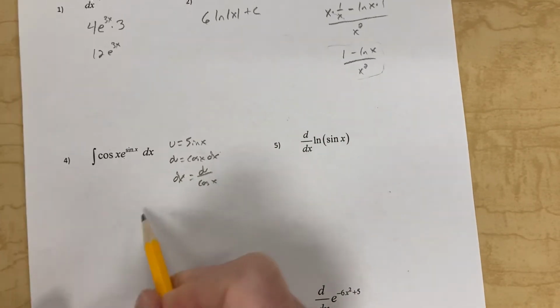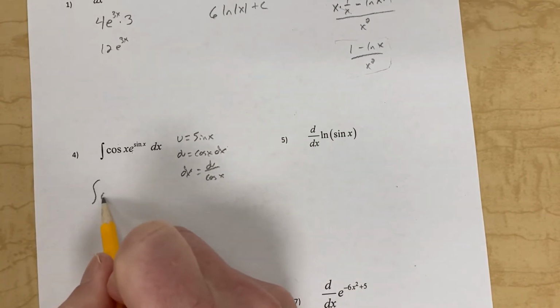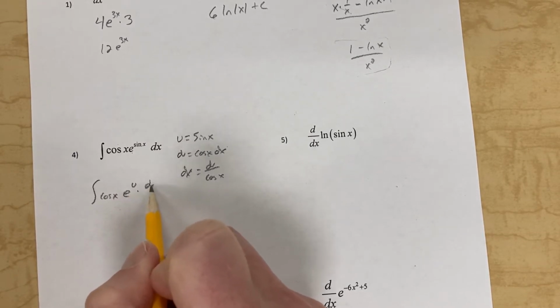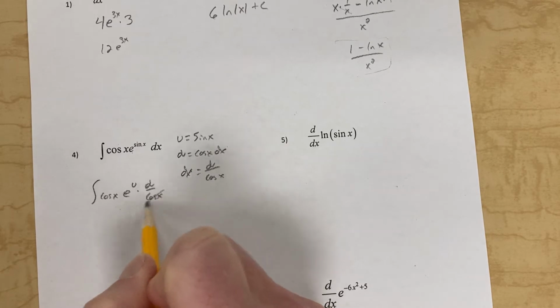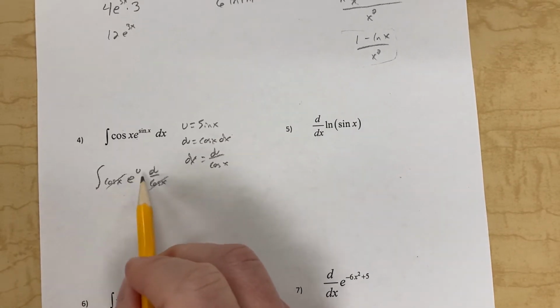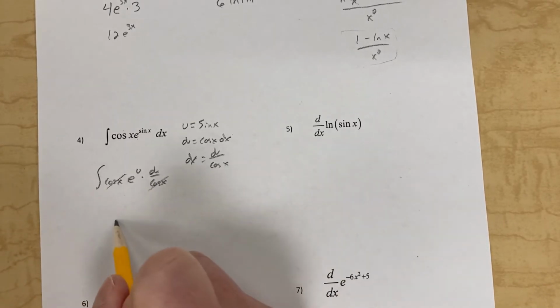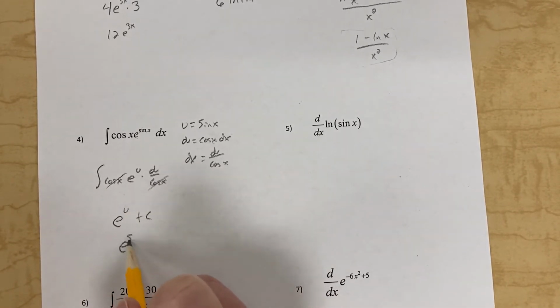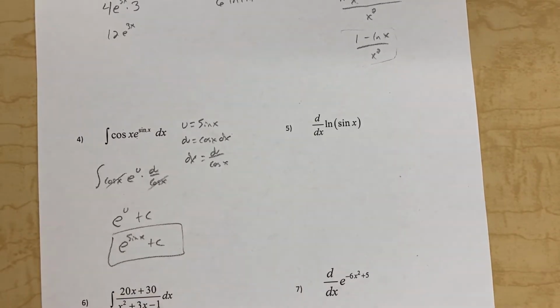So now you come over here, we've got the integral of cosine x times e to the u times du over cosine x. Cosine x's cancel. So now we've got the integral of e to the u du. That integrates back to e to the u plus c. So if we do the substitution here at the end, we get e to the sine x plus c.